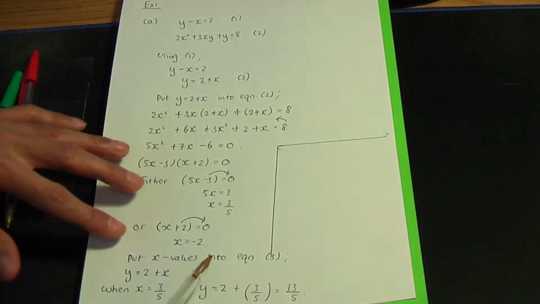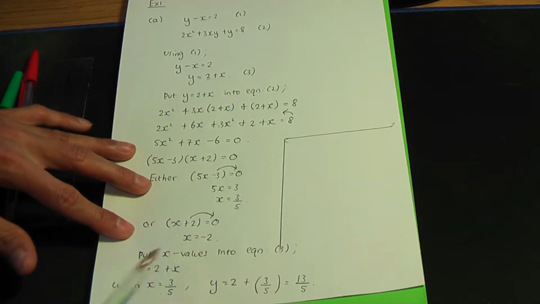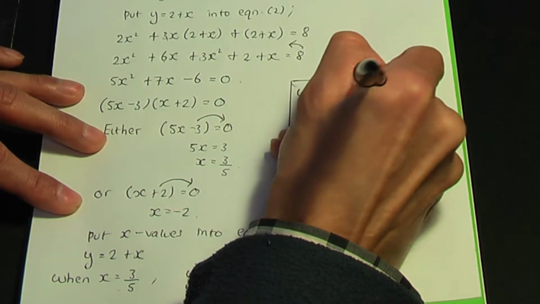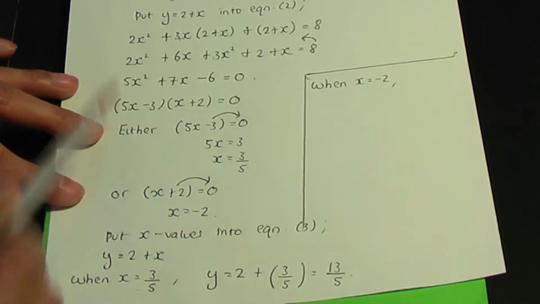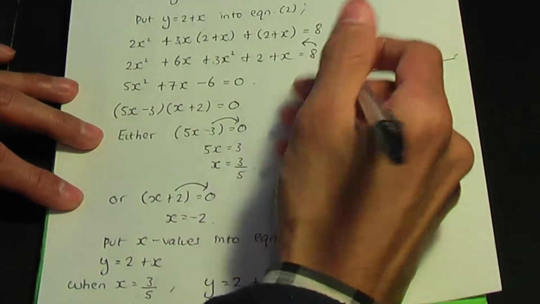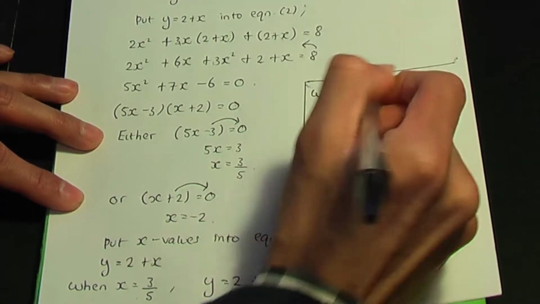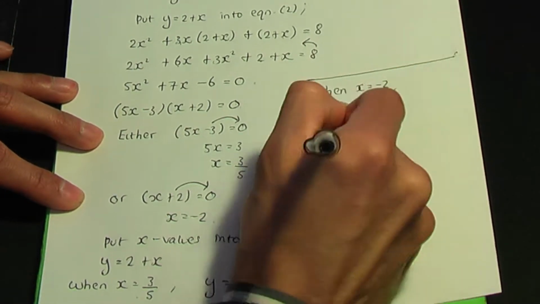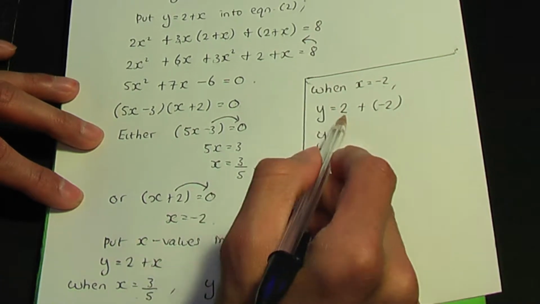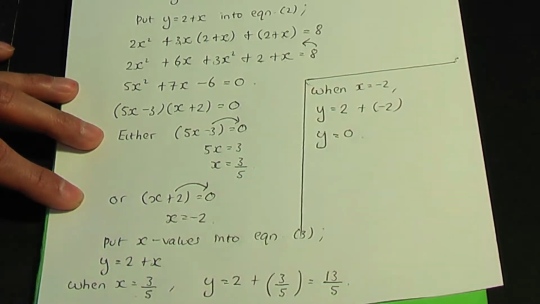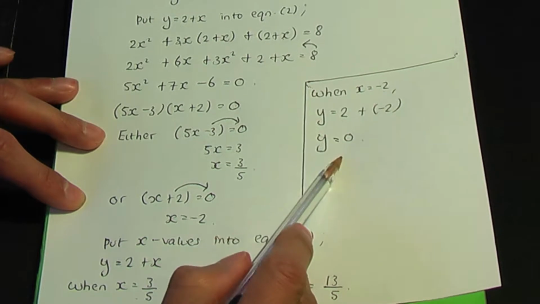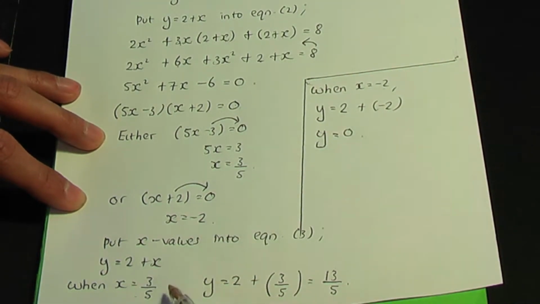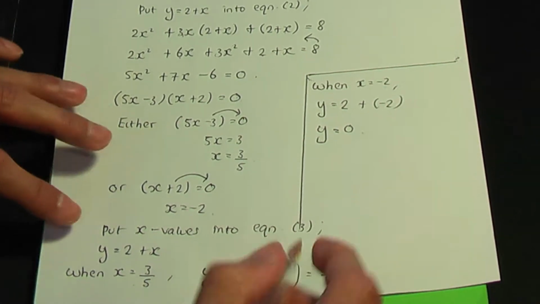Let me continue here as we have another value of x, so let's find its corresponding y value. So when x is equal to minus 2, when I replace in equation 3, we're going to have y is equal to 2 plus x, x being minus 2, and when I simplify, 2 plus minus 2 being 0. So that is the corresponding y value for when x is minus 2. Okay. So we have two solutions all in all.